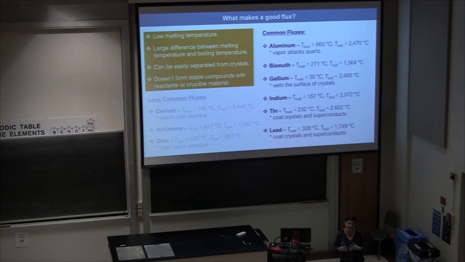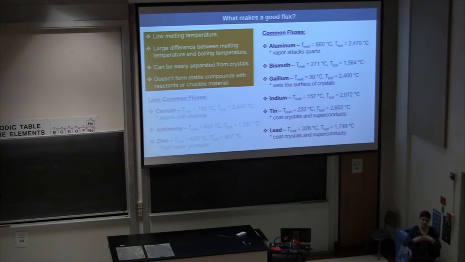Lead and tin are both great fluxes, but they have the downside that if you do have a small amount of tin or lead trapped in your material, they're superconductors. And so you're going to see that in your electrical transport measurements. Actually, the same thing goes for aluminum. Tin and lead, though, are a little bit worse in terms of their propensity to coat crystals, so they're more difficult to completely remove.